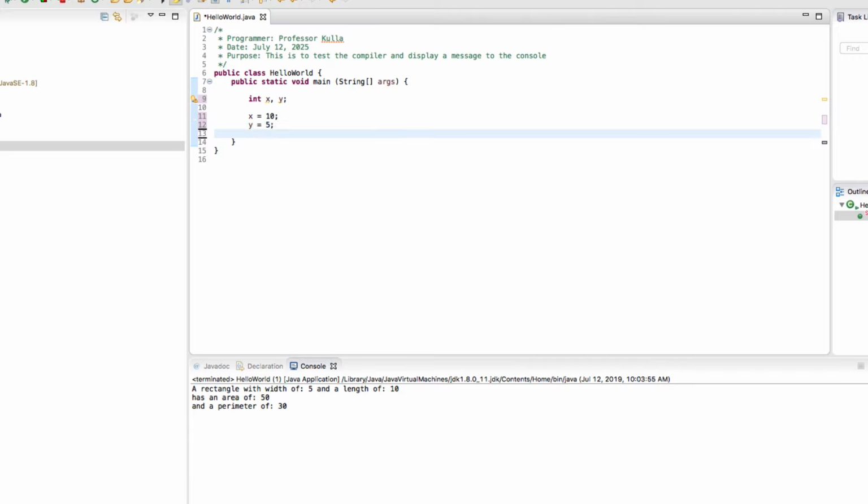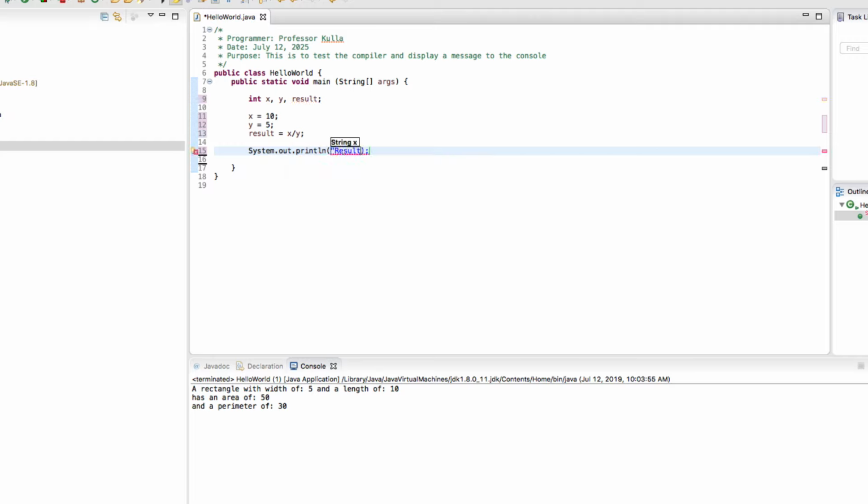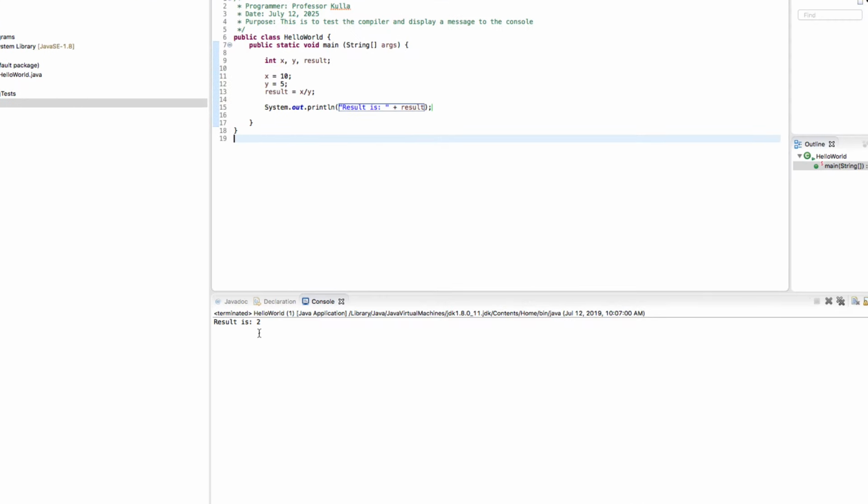And I want to divide those, right? So result, right? Okay. So I'm going to divide those two. I'm going to say result equals x divided by y. Now, when I divide 10 by 5, I should get 2, right? So let's print it out, right? System.out.println result is plus result. Okay. Now 2 should come out here when I run this program, right? So I'm going to run it, and I get result as 2.